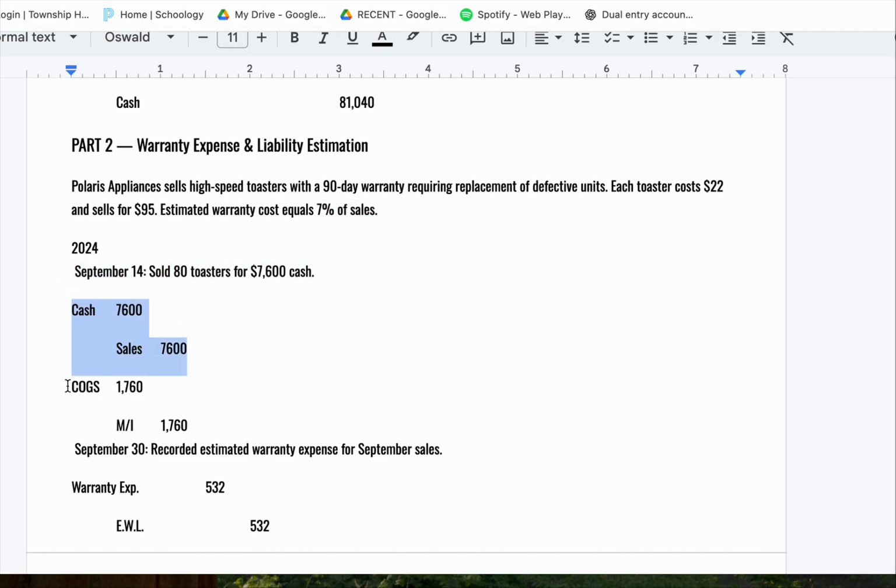So it's a debit to cash, credit to sales, debit to COGS, credit to merchandise inventory. Nothing new here. That's just from chapter 4. This right here is where we work with the warranty expense.